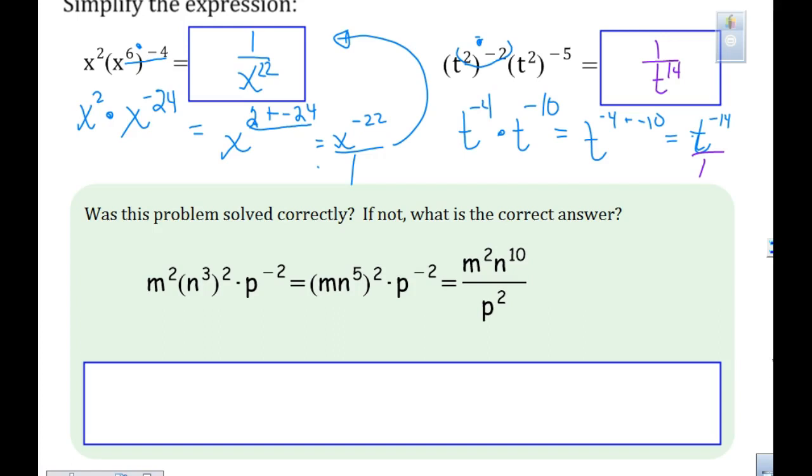But when you're going to see a problem like this, then I'm going to say, was the problem solved correctly? If not, what is the correct answer? So I'm going to ask you, what did they do wrong? How do we find their answer? What did we do? So as we look at this, they had m to the second, n to the 3 raised to the 2, and p to the -2. So in that first step, Max, what'd they do?